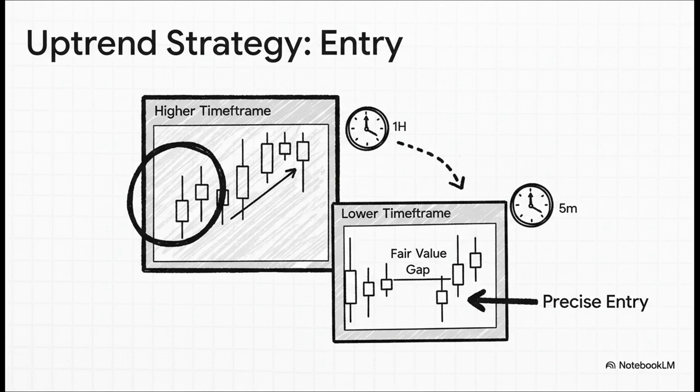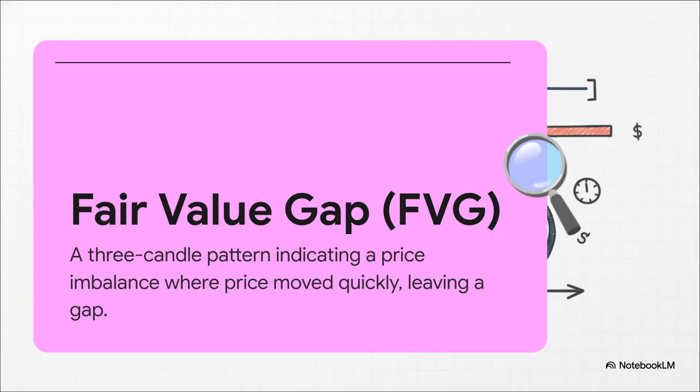So after we see that valid sweep on our main chart, let's say the 1 hour, we then zoom into a lower time frame, like the 5-minute. And we're not just buying blindly. We are looking for a very specific pattern called a fair value gap to confirm the move and pinpoint our exact entry price. So you're probably asking, what on earth is a fair value gap?